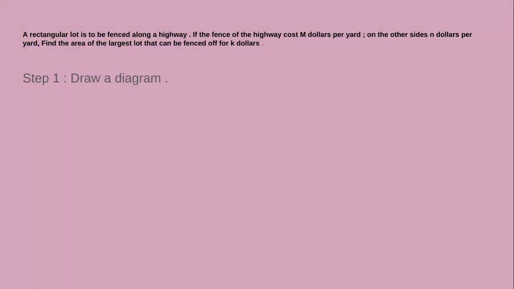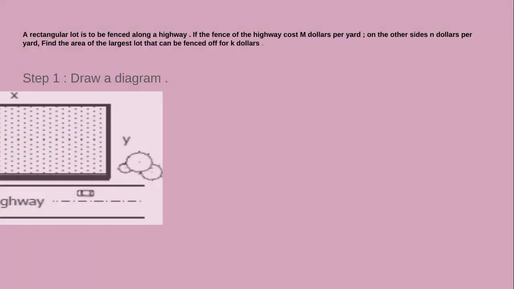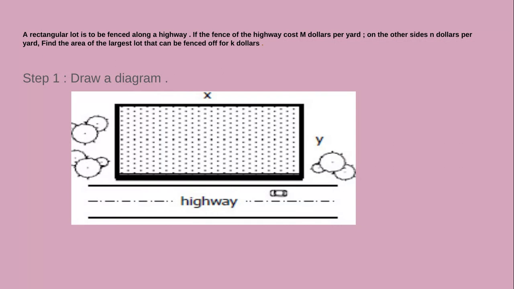Our first step to do is to draw a diagram. It is said that along a highway is a rectangular lot that needs to be fenced. So, here is our rectangular lot with a fence along the highway, and we are going to label the width of the rectangular lot by x and the length of the rectangular lot by y.